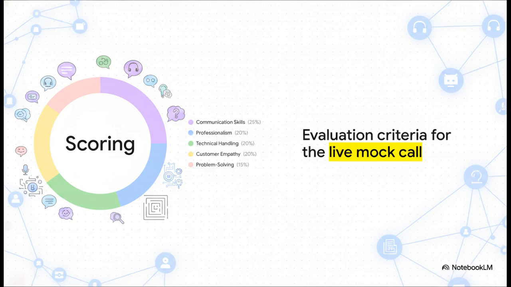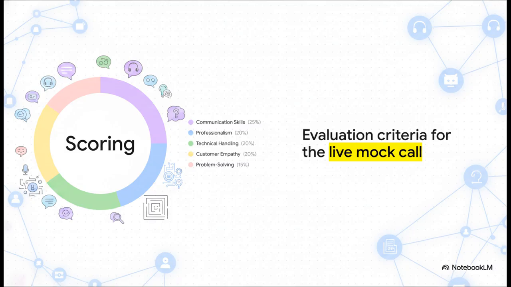Okay, once you conquer the AI, you are stepping up to face a human evaluator who's going to grade you out of 100 points. Now, if you look at this, interestingly, communication skills takes up the biggest chunk at 25%. Your clarity, your tone, your pacing, the vocabulary you use, these are literally your greatest weapons here. Then you've got professionalism, technical handling, and customer empathy sitting at 20% each. And finally, logical problem solving makes up the remaining 15%.